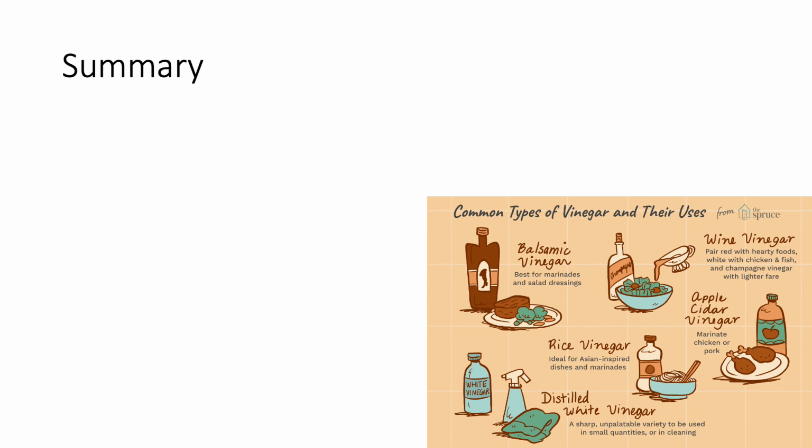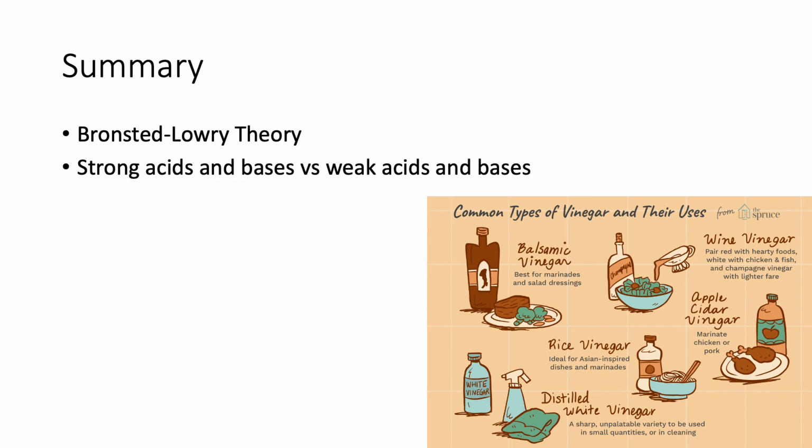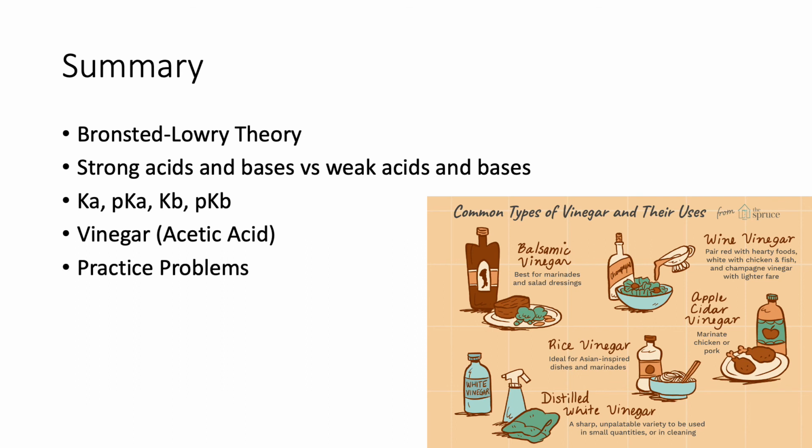To summarize what we have gone over today, we started off by looking at Bronsted-Lowry theory and how acids are proton donors and bases are proton acceptors under this theory. We also looked at strong acids and bases versus weak acids and bases, and how strong acids and bases have a large K value, while weak acids and bases have a small K value. We then went over the Ka, pKa, Kb, and pKb and how to calculate those values, before going over the chemical properties of vinegar, as well as how it works and other applications of it. And finally, we went over practice problems for solving for the pH and the pKa.